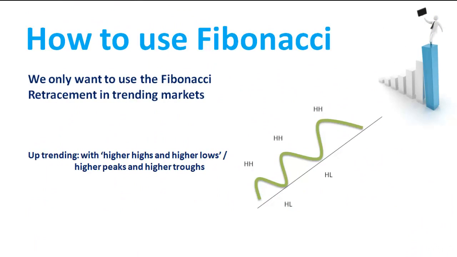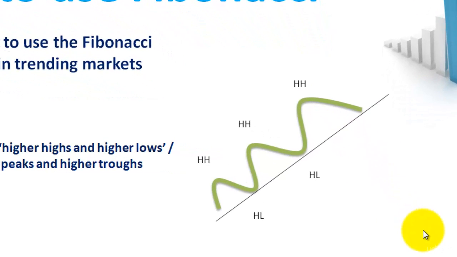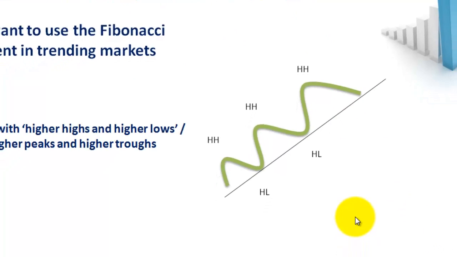Okay, so as we just mentioned, we only really want to use Fibonacci retracements in a trending market, up or down. So for an upward trending market, we want to see cyclicity making higher highs and higher lows with peaks and troughs like so. It doesn't necessarily have to be conforming to a trend line, but as long as we've got clear peaks and key troughs, that's what we can classify as an upward trending market. We can use Fibonacci in this way.